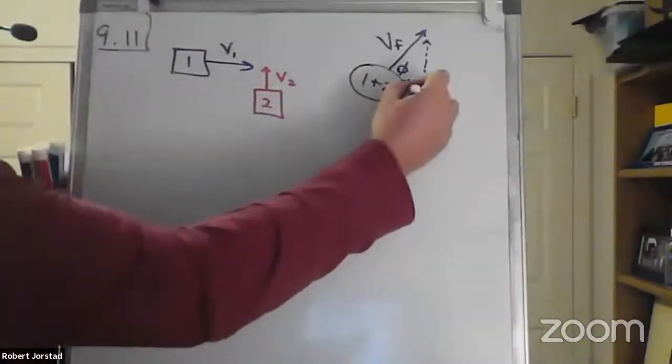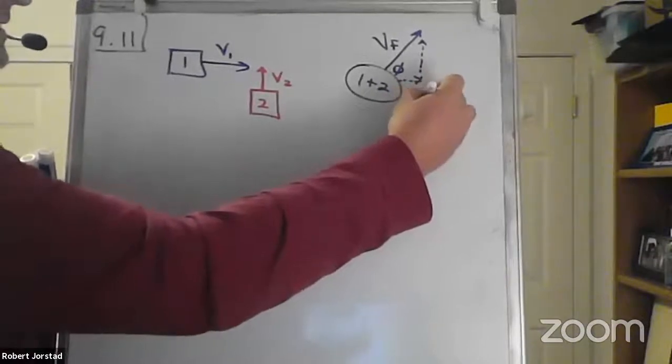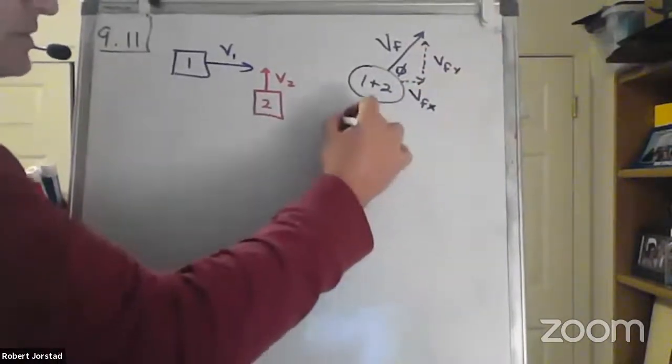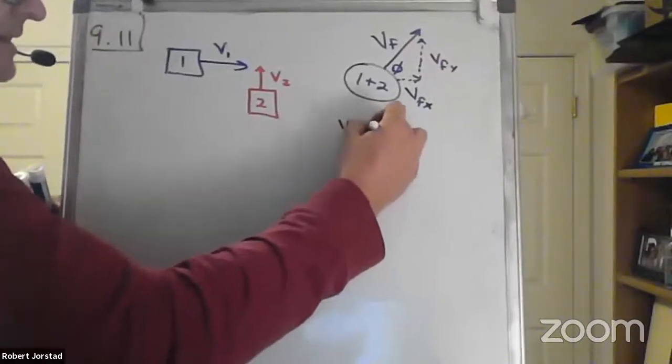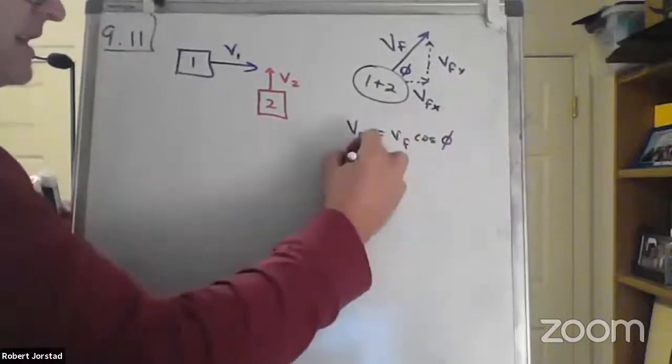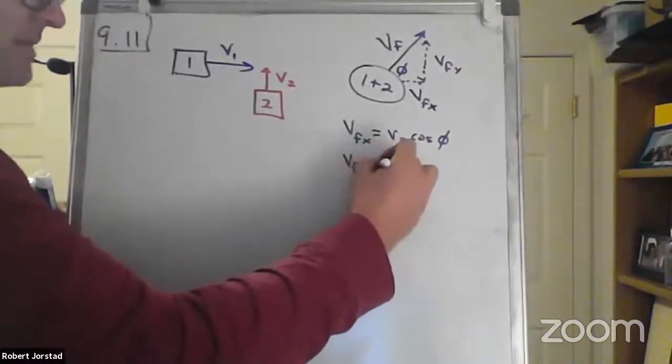Now notice this side, I'm going to give it a name, V final X. This side, I'm going to give it a name, V final Y. I hope you agree that V final X is V final cosine of phi, and V final Y. I don't know if we need this. I'm just writing it down.